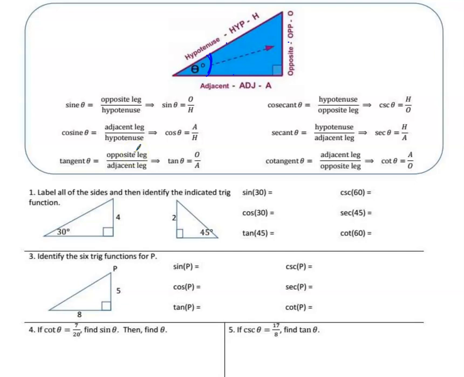And then we had three reciprocal functions. Cotangent was the reciprocal of tangent, so it is the adjacent leg over the opposite leg. Secant is the reciprocal of cosine, so it is hypotenuse over adjacent. And then cosecant is the reciprocal of sine, and so it's the hypotenuse over the opposite leg.